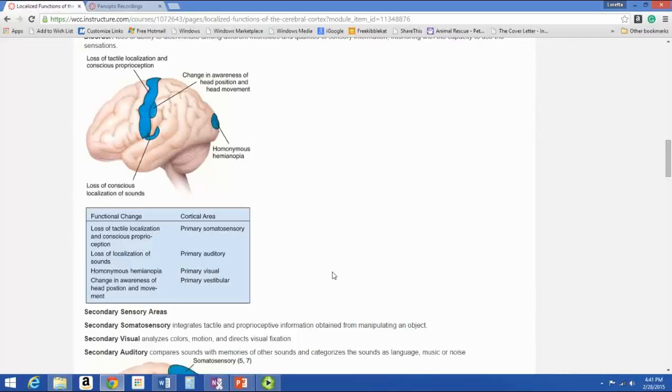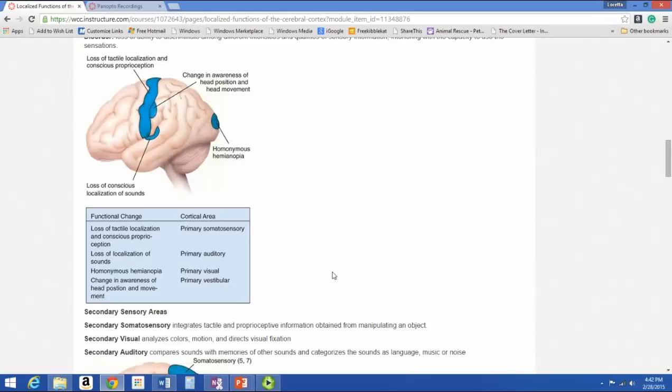A lesion in the primary auditory cortex causes loss of localization of sounds. They can't tell where the sounds are coming from. A lesion in the primary visual cortex causes homonymous hemianopsia. That's the lesion that's posterior to the optic chiasma, like we talked about in the last chapter, chapter 16. So it's a lesion in the primary visual cortex. You lose half the visual field out of each eye.